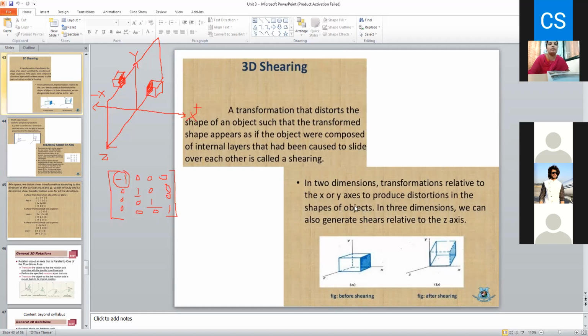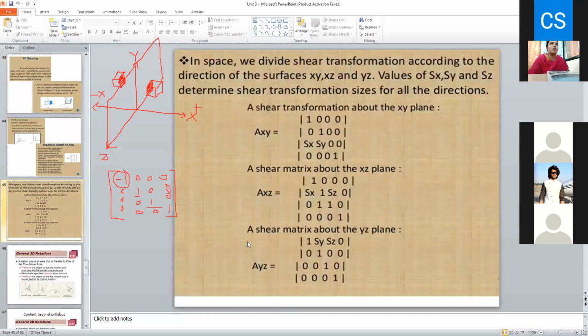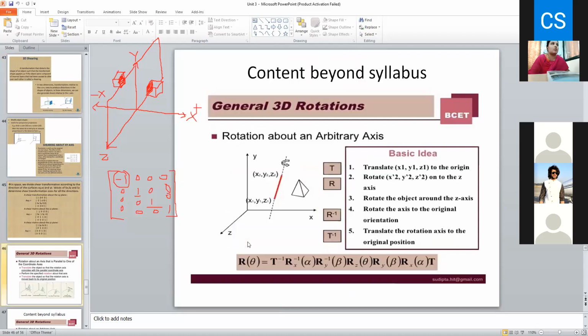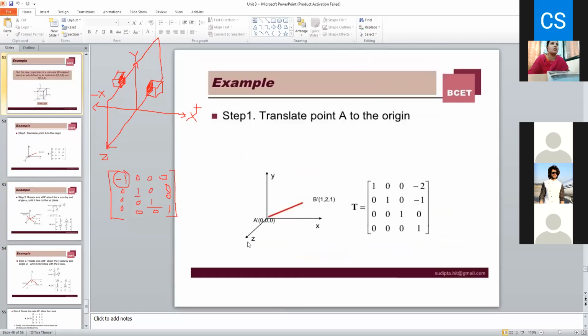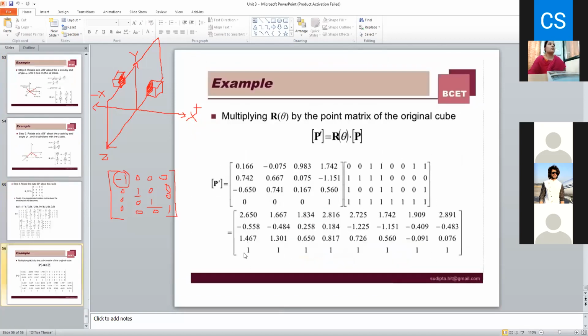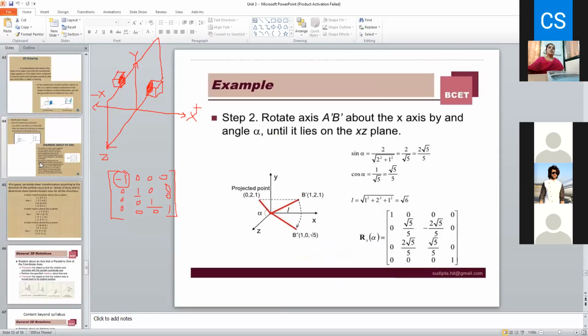Getting it? Ma'am, please also take an example of shearing. Okay, so that we will see in the next lecture. We will stop here for today. The shearing example we will see in the next lecture. So in the next lecture we will be finishing the chapter number 3 and then we will start with chapter number 4. Okay, so these slides will be there. Tomorrow we will be finishing with this.